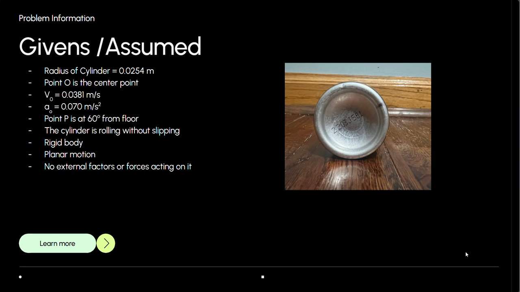And then we know that point P is 60 degrees from the horizontal line of the floor. The cylinder is rolling, and we can assume that it is rolling without slipping. It's a rigid body, it's planar motion, and there are no external factors or forces acting on the cylinder itself.